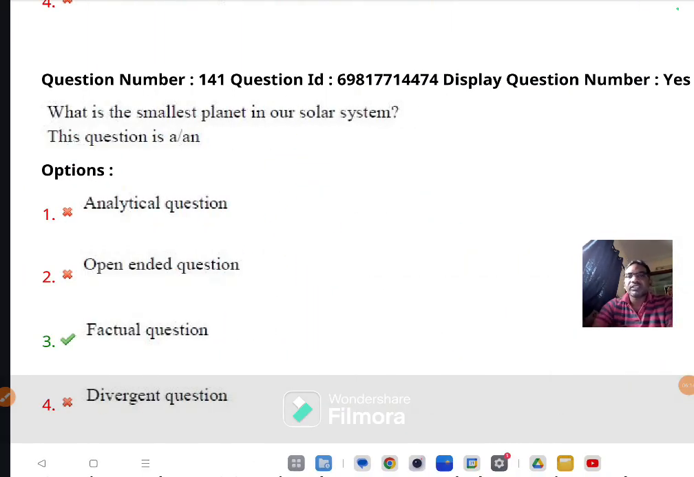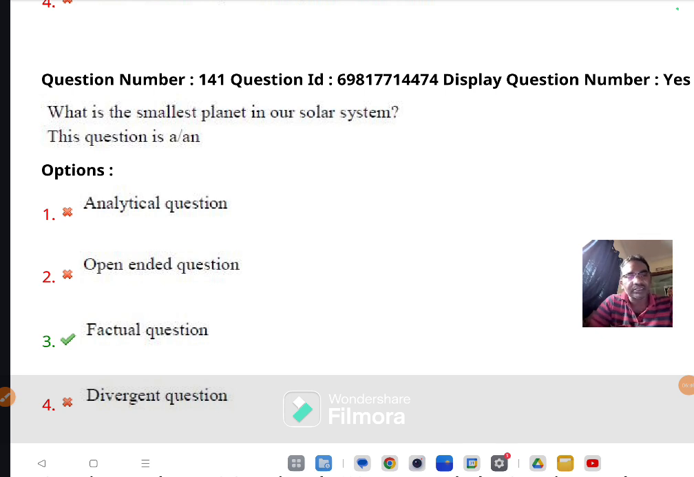141. What is the smallest planet in our solar system? So this is not a social question. Let's look at the question. See, this question is dash. Is it an analytical question, open-ended question, factual question, or divergent question? So this is about the types of questions.